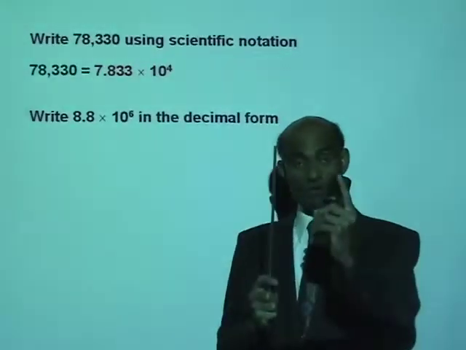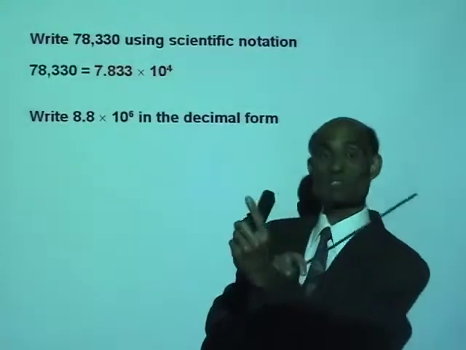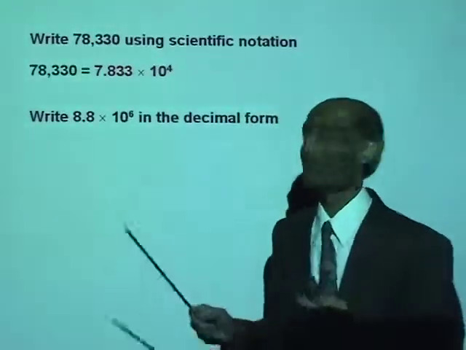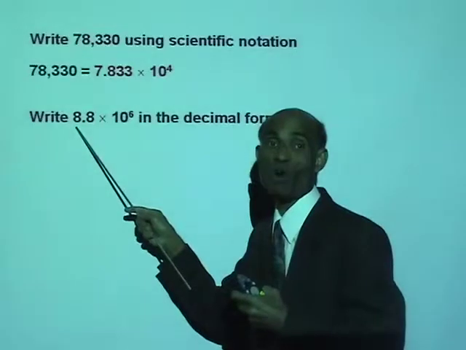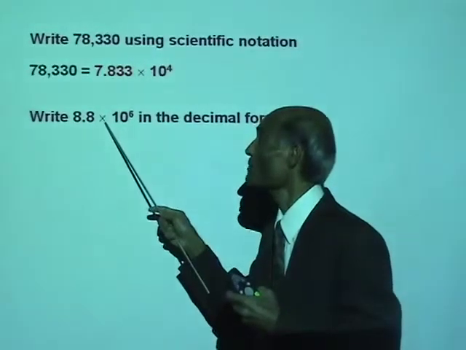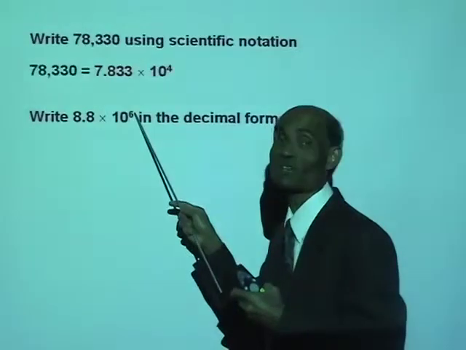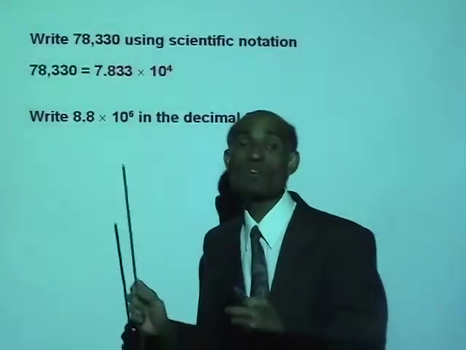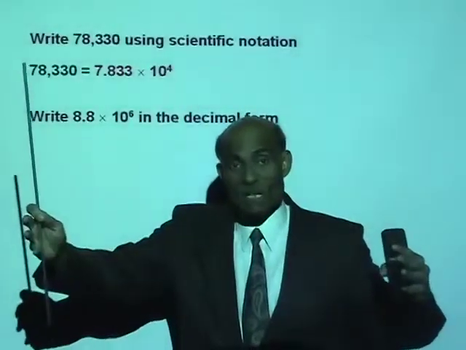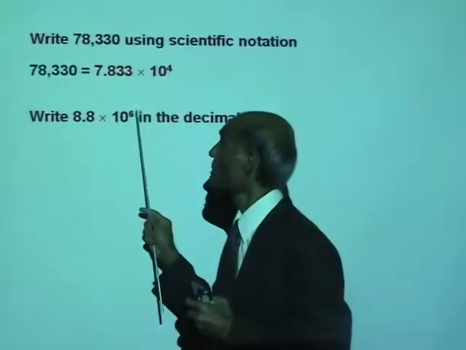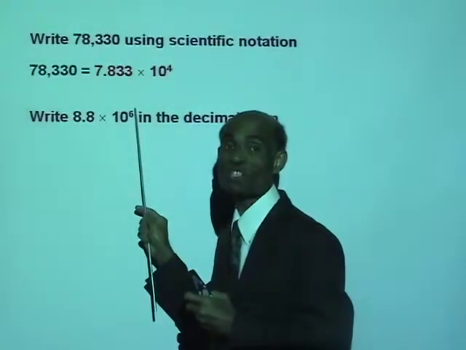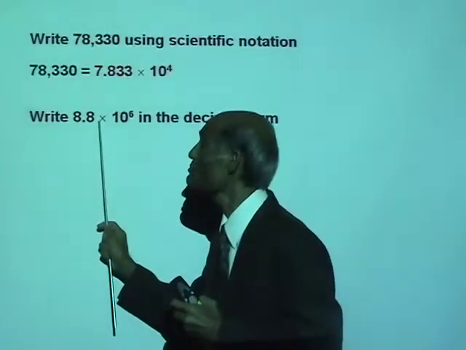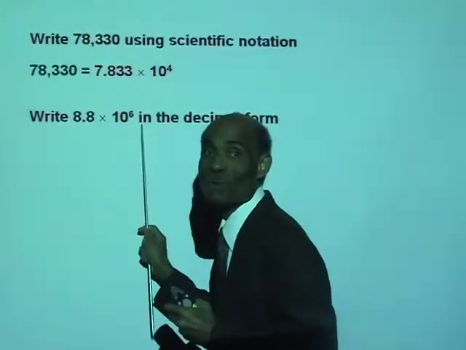Okay, let's now go from scientific notation to decimal form. Numbers written in the normal form is called the decimal form. Now, here I have a scientific form, 8.8 multiplied by 10 to the power 6. Now, we need to write that in the decimal form. That means we must write it in a complete expanded form. Now, 10 to the power 6 means you need to now move this decimal how many places to the right to write it in the normal form.